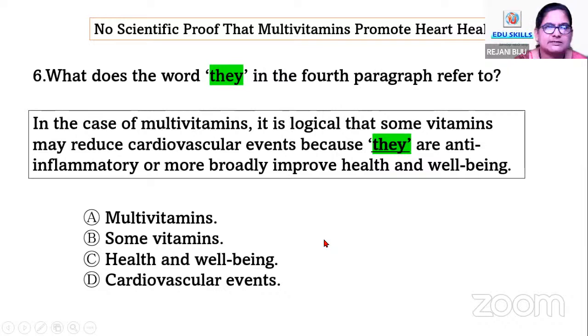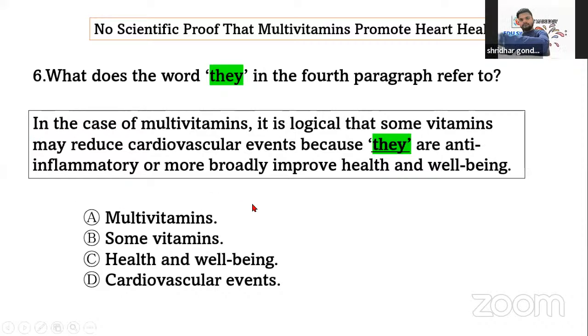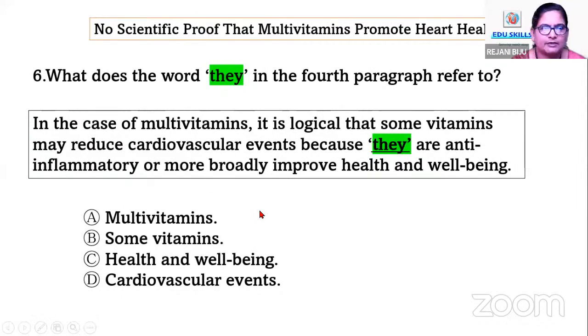Okay, sixth question. What does the word "they" in the fourth paragraph refer to? It's given. It's from the multivitamins. Okay, then in the case of multivitamins, it is logical that some vitamins may reduce cardiovascular events because they are anti-inflammatory or more broadly improve health and well-being.